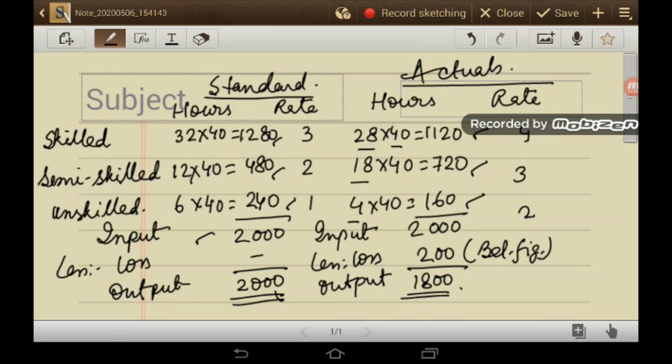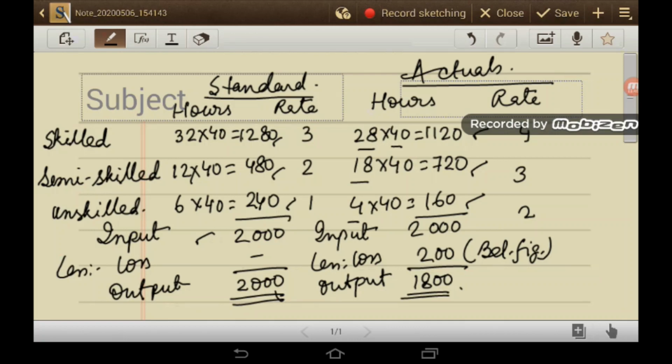As we have solved the problems on material variance, if there is more than one type of material as input, we have to calculate 5 parameters. And similarly in labor variance also, when there is more than one type of worker, you need to calculate 5 parameters: standard hours, standard rate, actual hours, actual rate, and revised standard hours, which is calculated for calculating mix variance and labor sub-efficiency variance or labor yield variance.